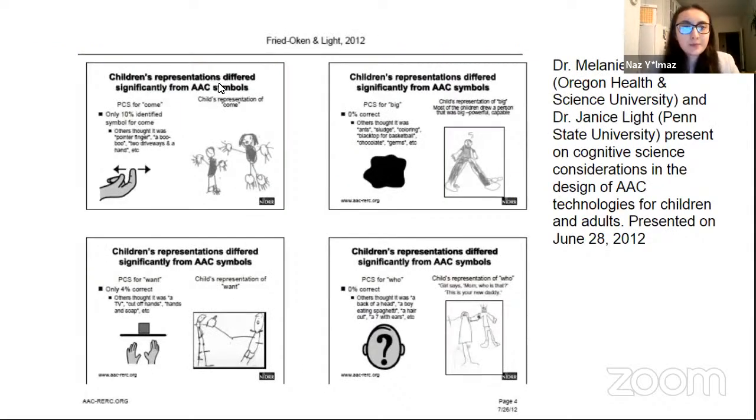Here's come and a child's representation of come. Here's big and a child's representation of big. And here, want and a child's representation of want, who and a child's representation of who. You're also seeing the percentage: for come, only 10% of the children identified the symbol for come. For big, 0% correct. For want, only 4%. For who, again, 0.